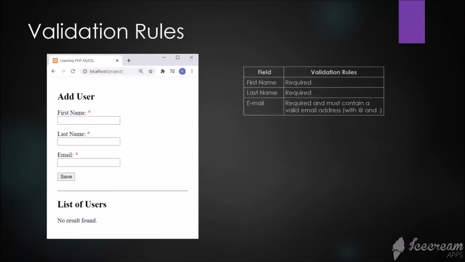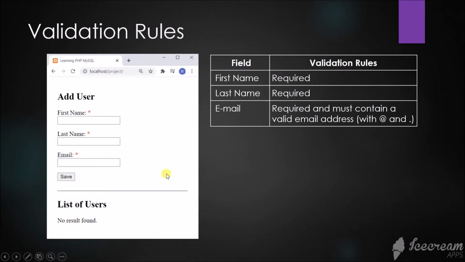Okay, now let's go back to our validation rules. So these are the rules. First name required, last name required, email required, and it must also contain a valid email address with an @ and the dot symbol. In the previous slides, those are the functions we will use to implement the validation rules for this particular form. Now, let me jump to my code to show you how we implemented our validation rules. And it displays specific error messages for the fields. Okay, guys?